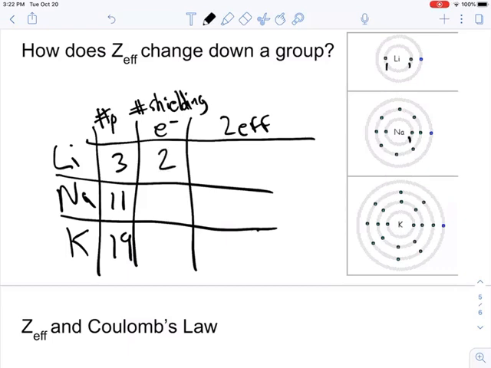For sodium, we have 2 in energy level 1, and then 8 in energy level 2 for a total of 10. For potassium, if we were to count them all up, we would actually see that we have 18 shielding electrons. So potassium's outer electron is very heavily shielded. The effective nuclear charge then would be 3 minus 2 is 1, 11 minus 10 is 1, and 19 minus 18 is 1. So down a group, my effective nuclear charge is not changing.